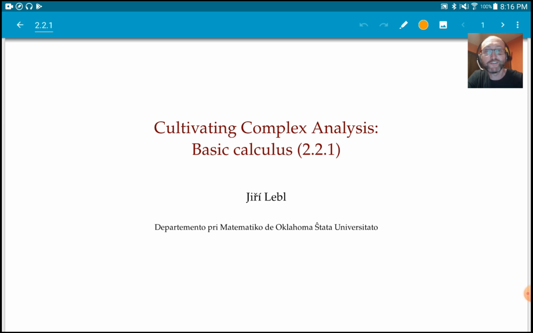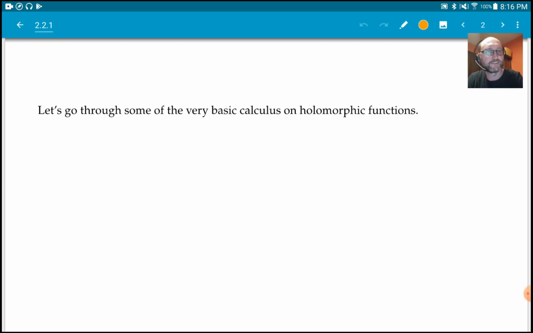Lecture in this course. So today we'll look at some basic calculus with the complex derivative. This is subsection 2.2.1 in the book. All right, so let's go through some very basic calculus.